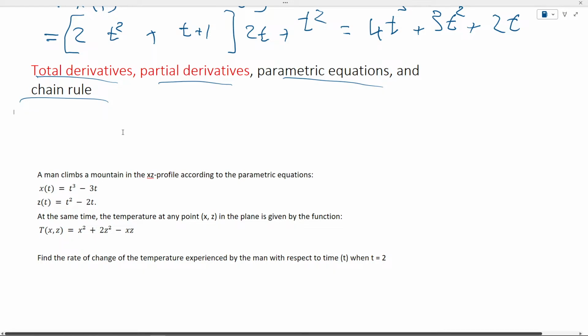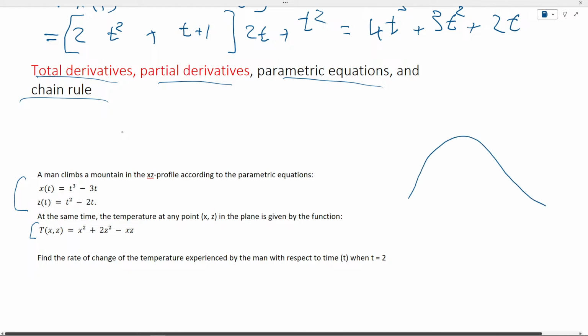So here, for example, a man climbed a mountain in an ZX profile according to this parametric equation. I'm giving you two parametric equations. That is x as a function of time, so this would be my x position as a function of time, and this would be my z position as a function of time. At the same time, the temperature at x and z in the plane is given by a function, so the temperature is a function of x and z. So I'm climbing a mountain like this.